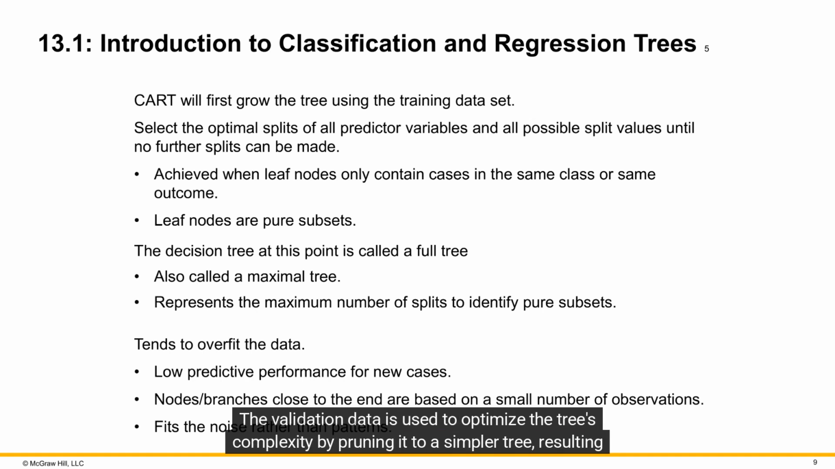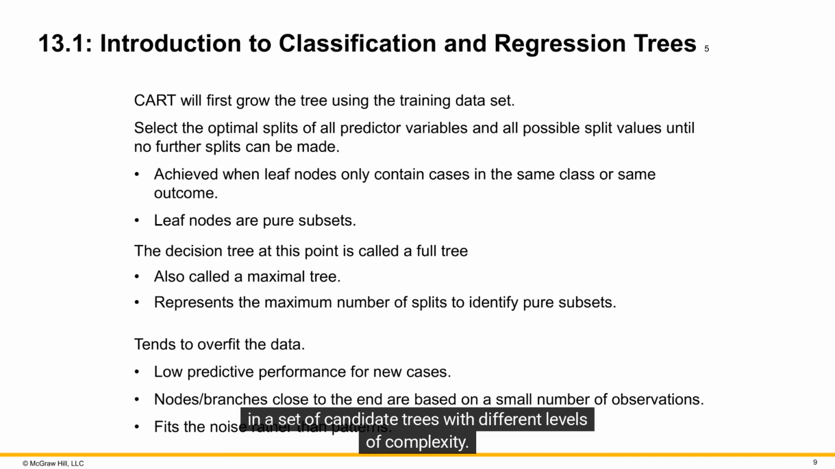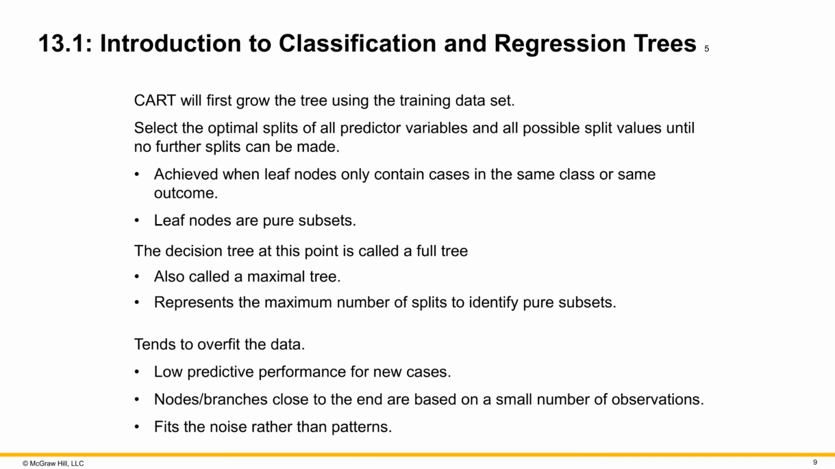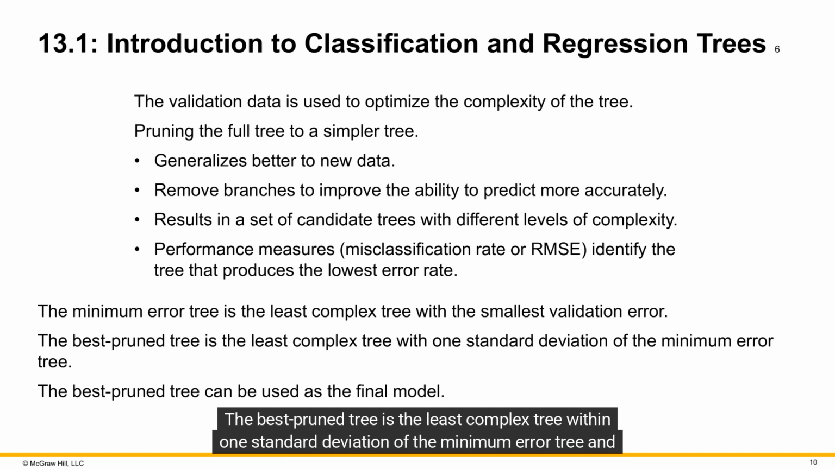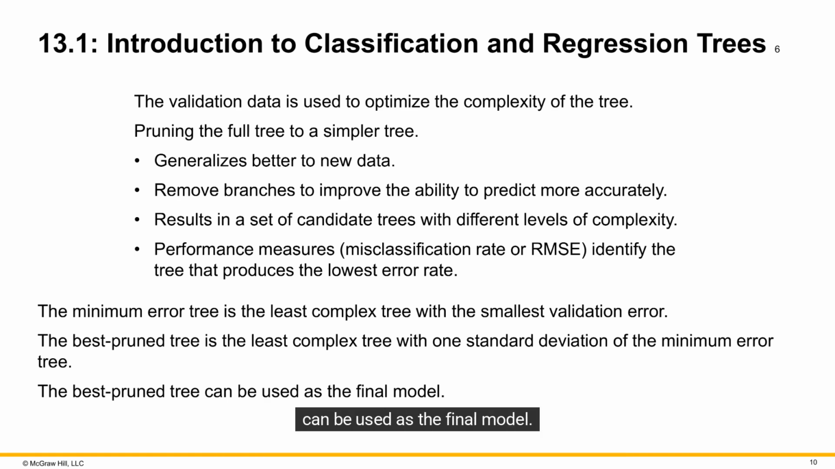The validation data is used to optimize the tree's complexity by pruning it to a simpler tree, resulting in a set of candidate trees with different levels of complexity. Pruning removes branches to improve the tree's ability to predict more accurately. The minimum error tree is the least complex tree with the smallest validation error. The best pruned tree is the least complex tree within 1 standard deviation of the minimum error tree and can be used as the final model.